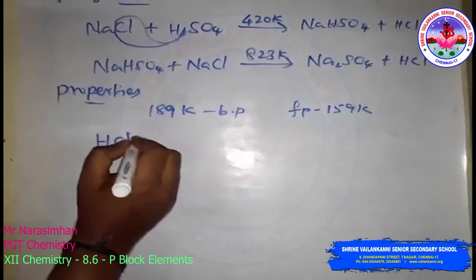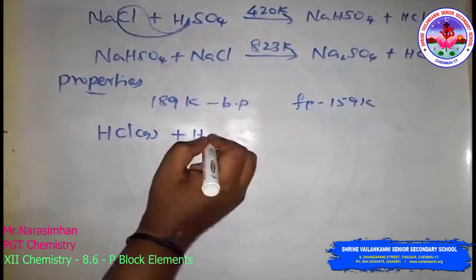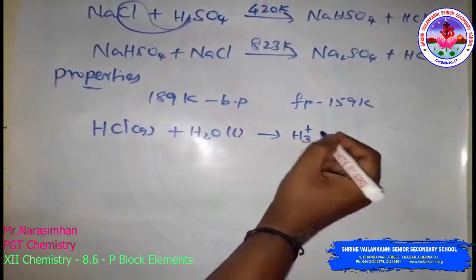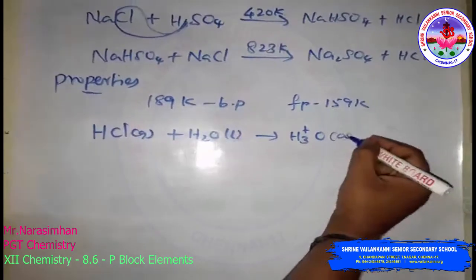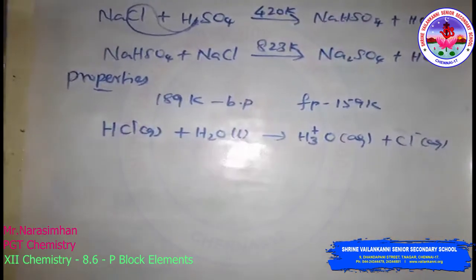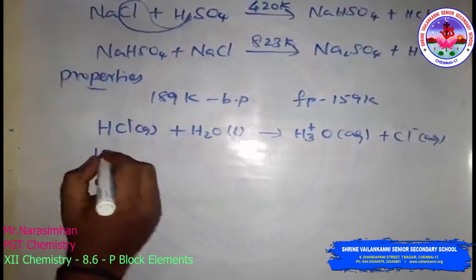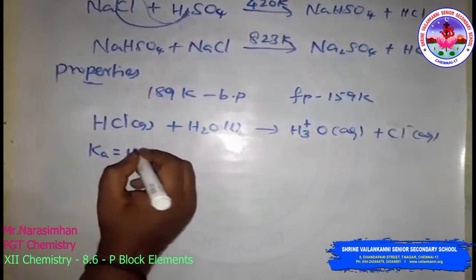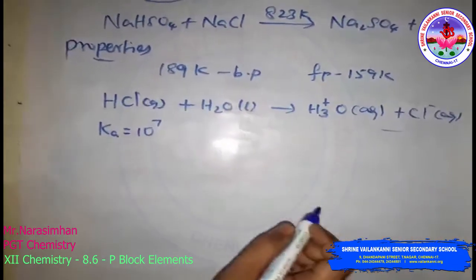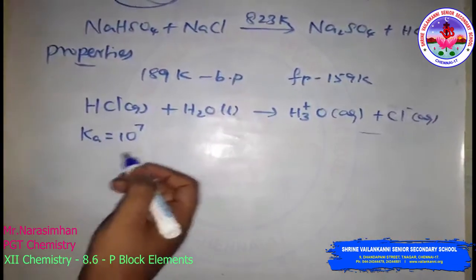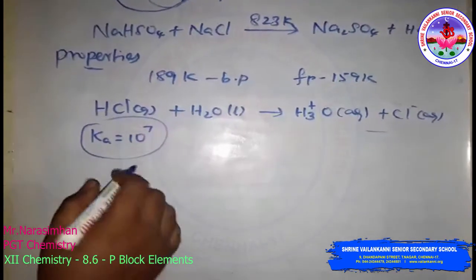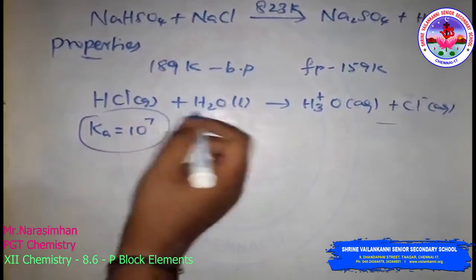HCl gas, when dissolved in water, forms the hydronium ion, so it acts as a strong acid, with the chloride ion in aqueous solution. Here the Ka acidic value is 10 power 7. In aqueous solution this is called hydrochloric acid. The high value of the dissociation constant, Ka, indicates that it is a strong acid in water.